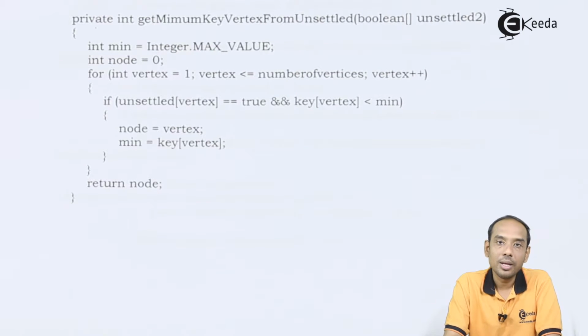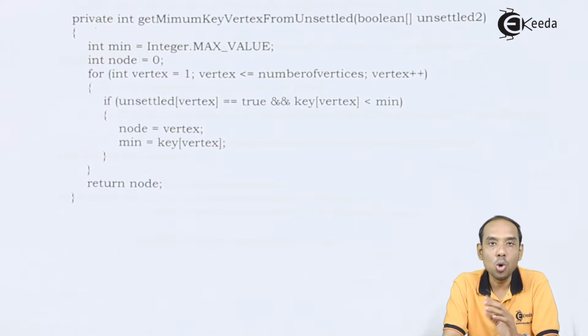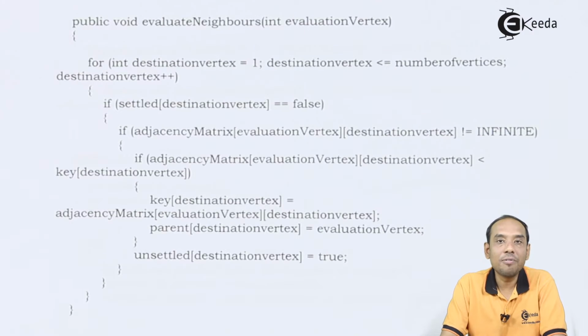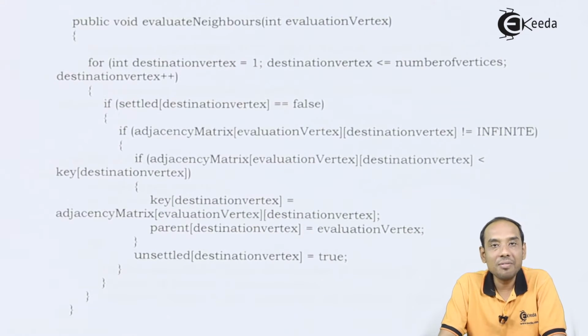Once this is done, then we need to transfer the value of node. That is, we need to return the value of node to the calling function. So we write return node. Once this set of functions is done, we are done with the evaluation of the particular node only.